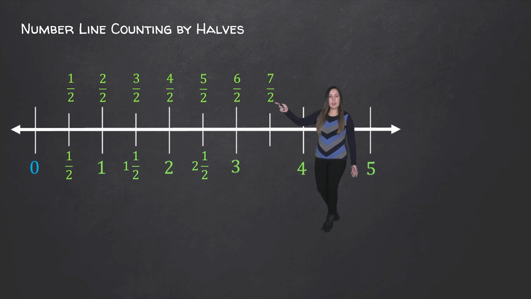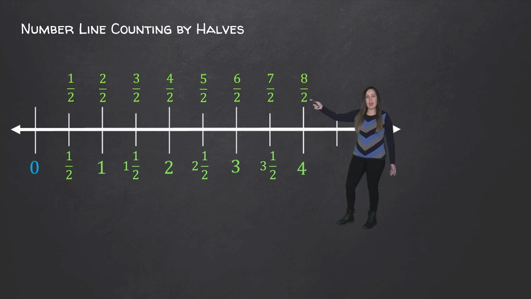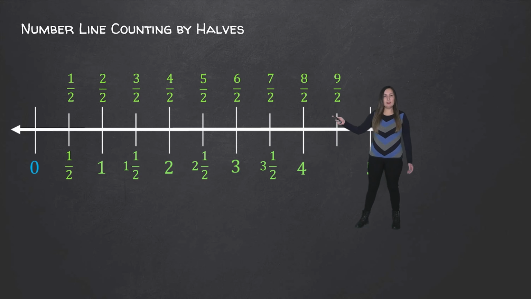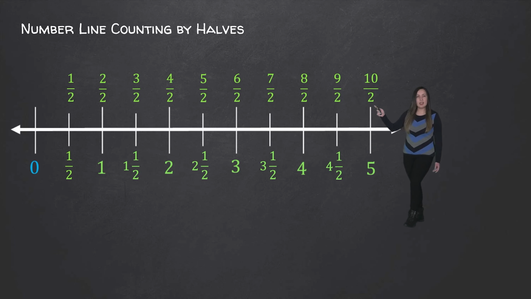Then we have 7 over 2, which is an improper fraction that can be written as 3.5. Then we have 8 over 2, which is equivalent to 4. And then we have 9 over 2, which is an improper fraction that can be written as 4.5. And then we have 10 over 2, which is equivalent to 5.